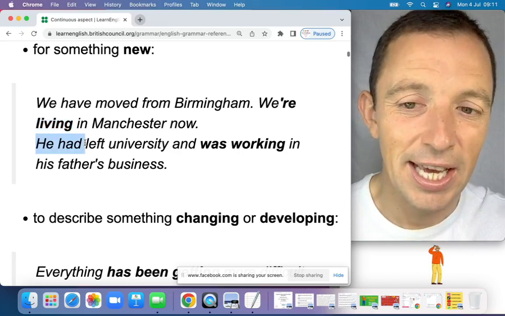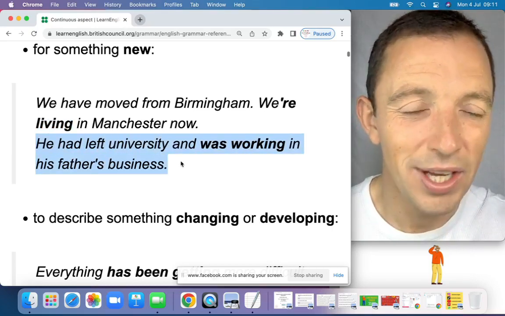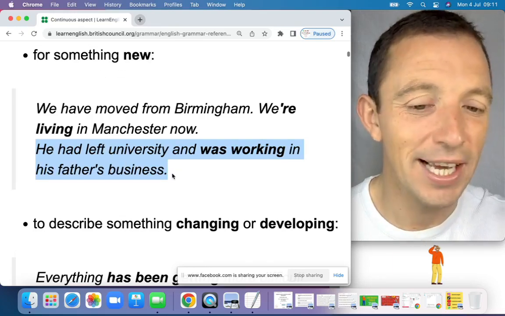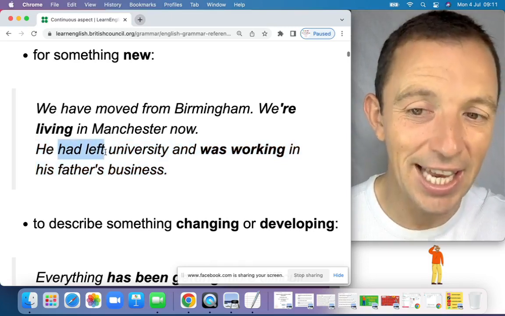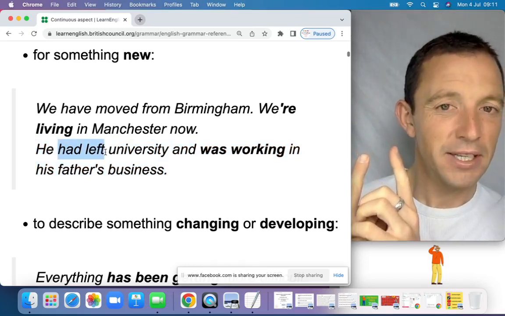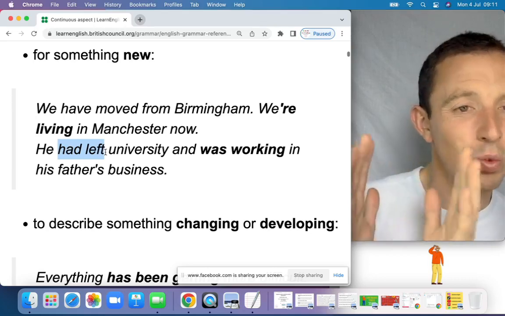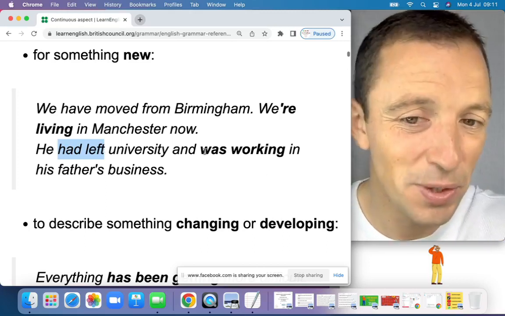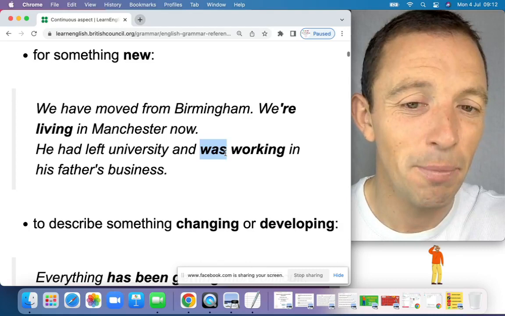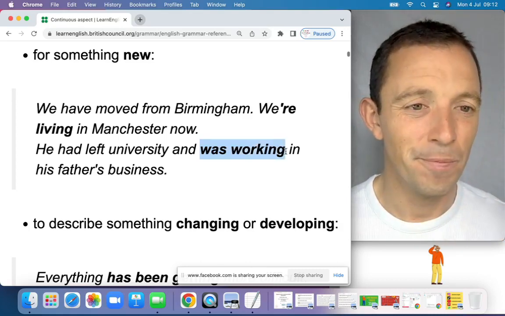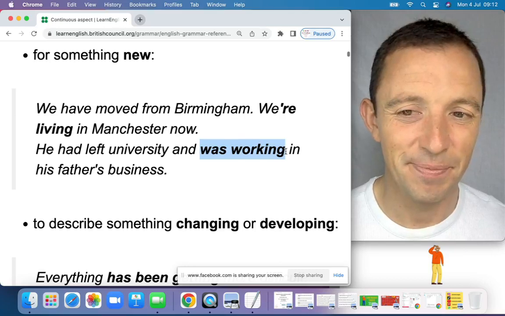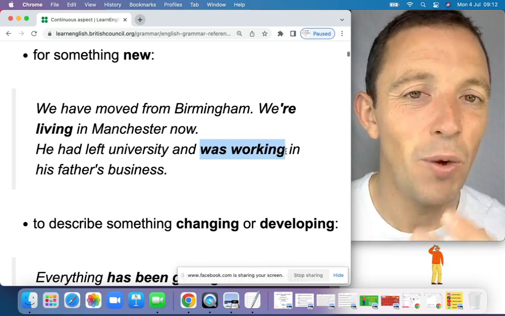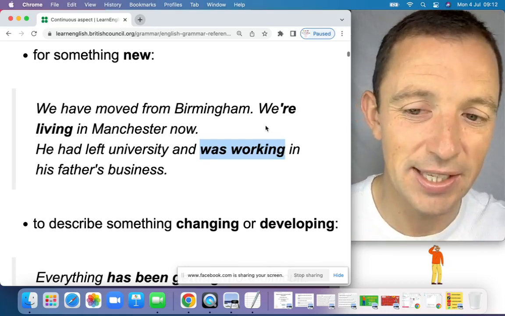The next example. He had left university and was working in his father's business. So this is something new, and working in the business is new. So again, he had left is the past perfect. He had left university and was working in his father's business. That was the past continuous. To create the continuous in the past, we need the auxiliary verb to be plus the ing, the gerund form. He was working in his father's business. Okay, the next perspective, the next description of when we use the continuous is here.